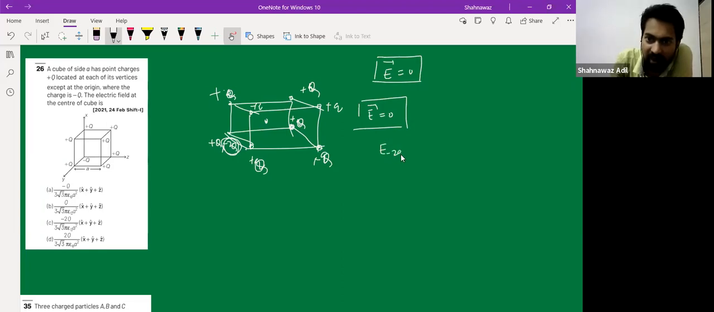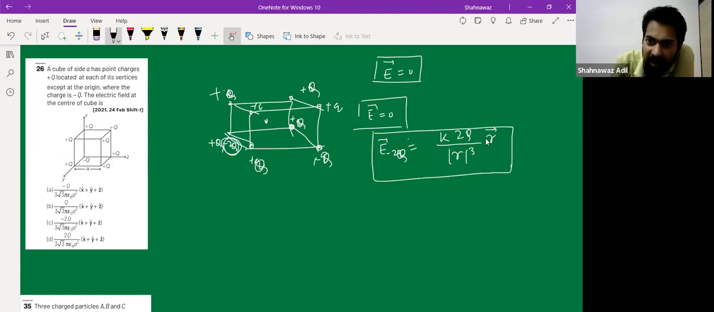So the electric field due to this minus 2Q charge would simply be what? This would be K, and we neglect the negative charge when we calculate this electric field, right? So this would be 2Q, and this would be R cube, right? And then R vector. So this is the electric field, right? And now we have to know what this R vector is.